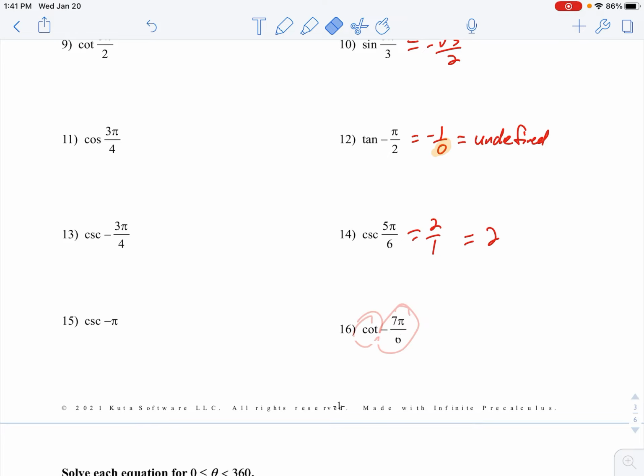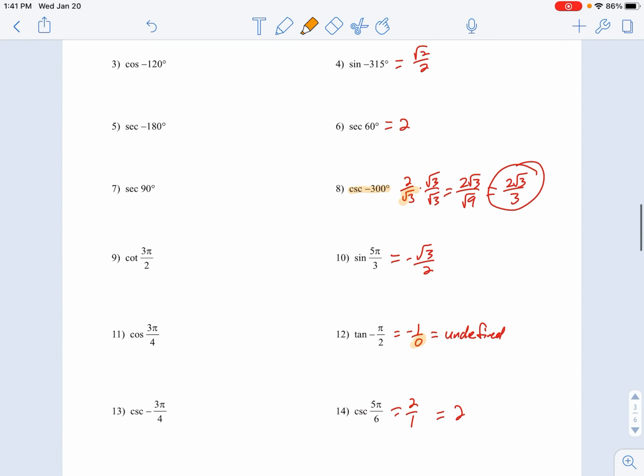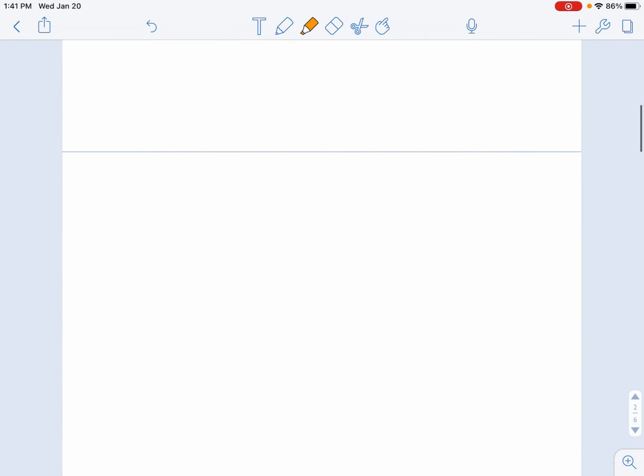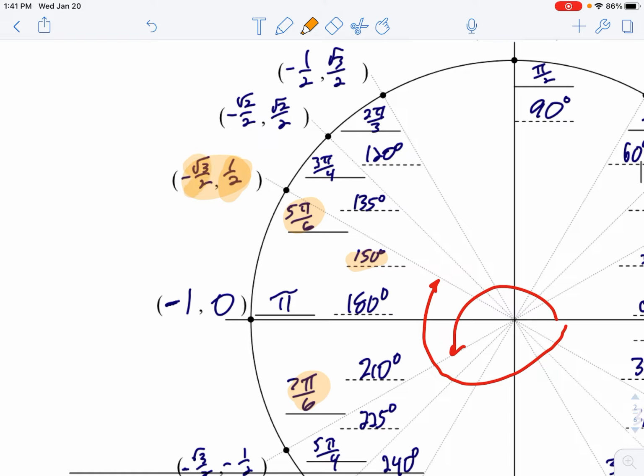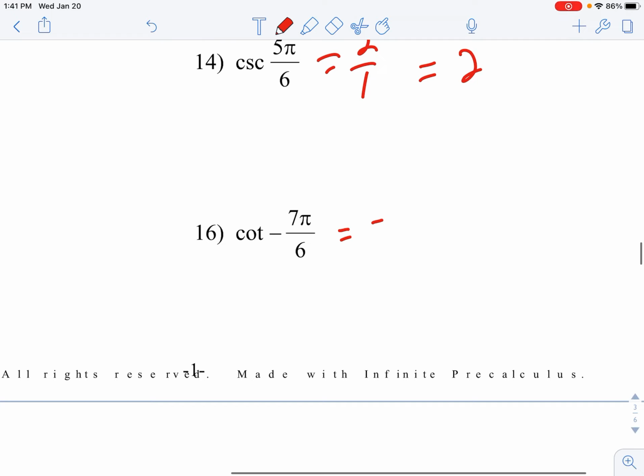All right, number 16. So cotangent of negative 7 pi over 6. So 7 pi over 6 is right here. That's the positive angle. The negative angle would be the same amount in the other direction, which would take us there. So that's this angle once again. And we're supposed to do the cotangent. Cotangent is x divided by y. So I need to take this x value divided by that y value. Negative square root of 3 over 2 divided by 1/2.